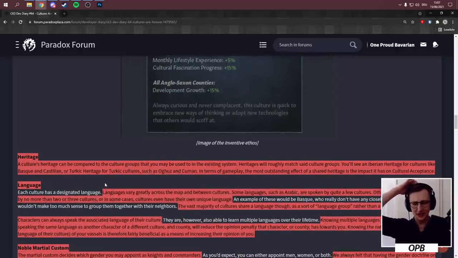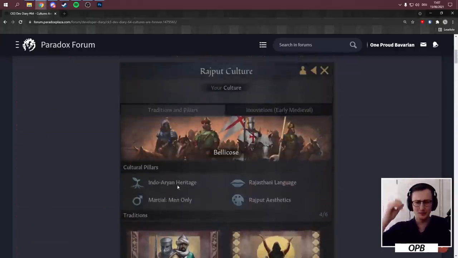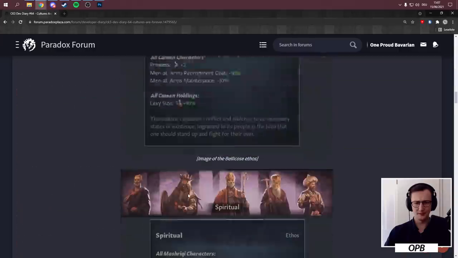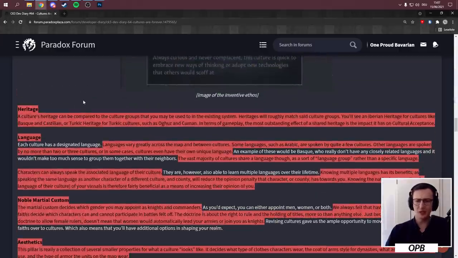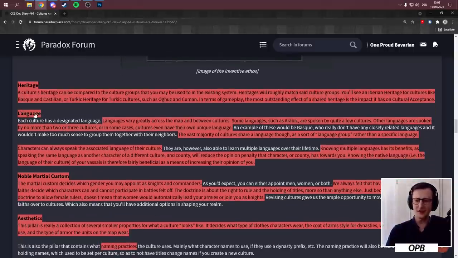Now, let's take a look at heritage, because that is, of course, the next thing here, basically the cultural pillars. Let's check it out. A culture's heritage can be compared to the culture groups that you may be used to in the existing system. Heritages will roughly match said culture groups. You'll see an Iberian heritage for cultures like Basque and Castilian, or Turkic heritage for Turkic cultures such as Oghuz and Cuman. In terms of gameplay, the most outstanding effect of a shared heritage is the impact it has on cultural acceptance. Now, there is language as a part of heritage.